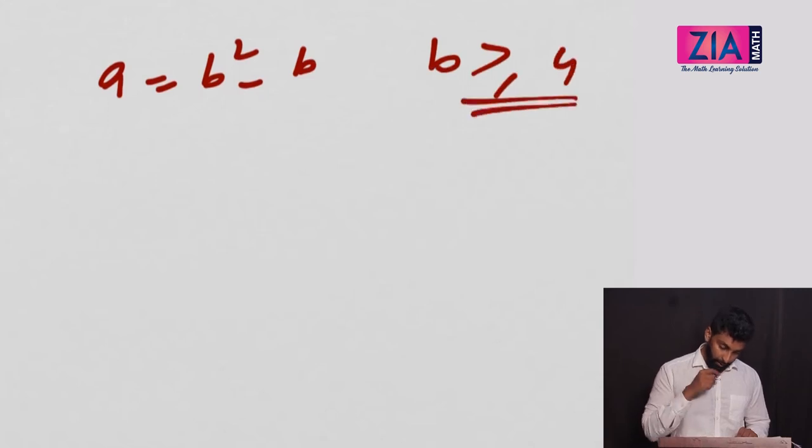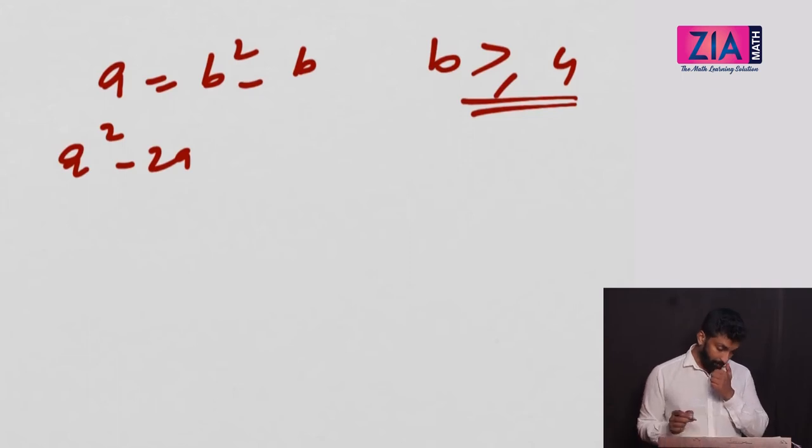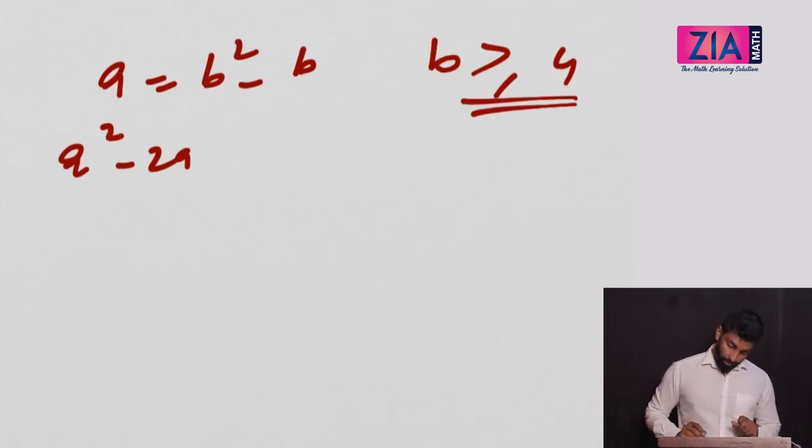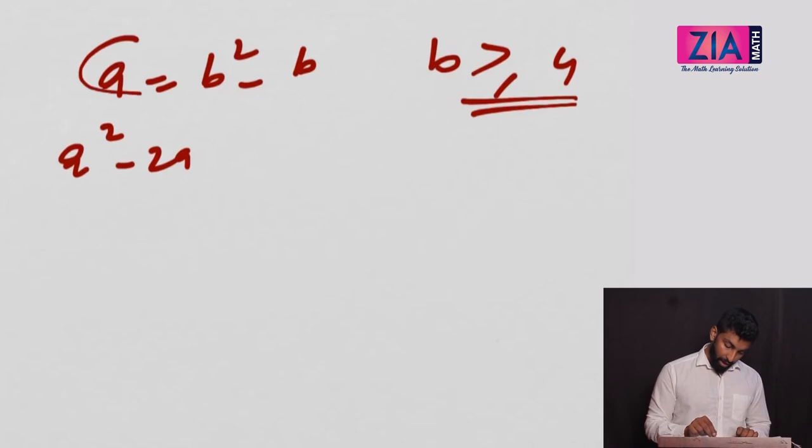In this question, what is given is a = b square minus b, right? And b is greater than or equal to 4, which is also given. Now you need to find a square minus 2a is divisible by which among the following, right? So you just substitute the value of a in this, okay?